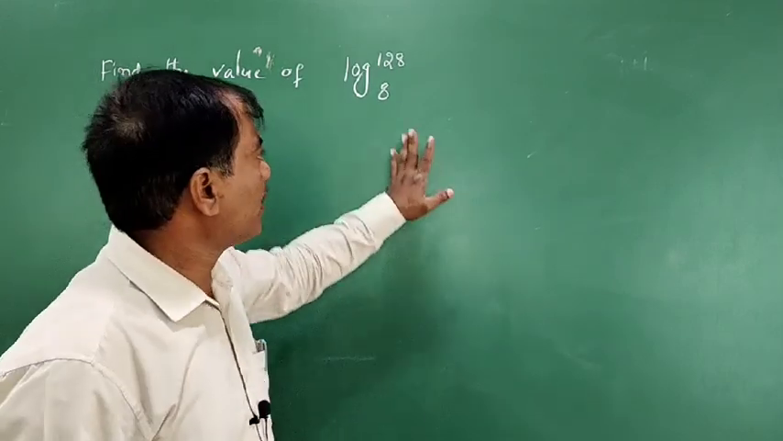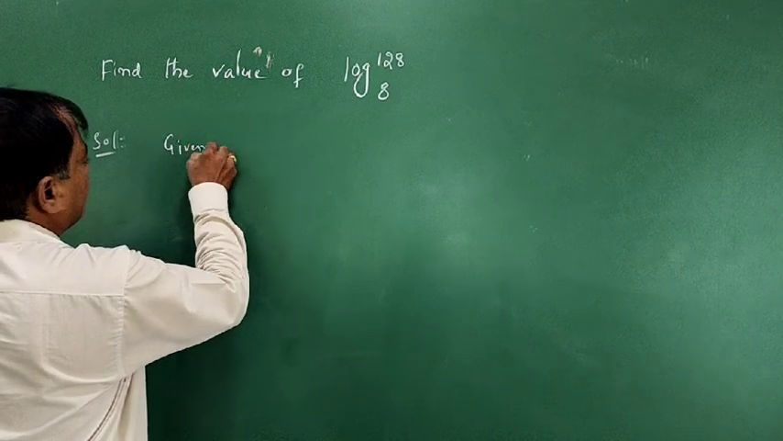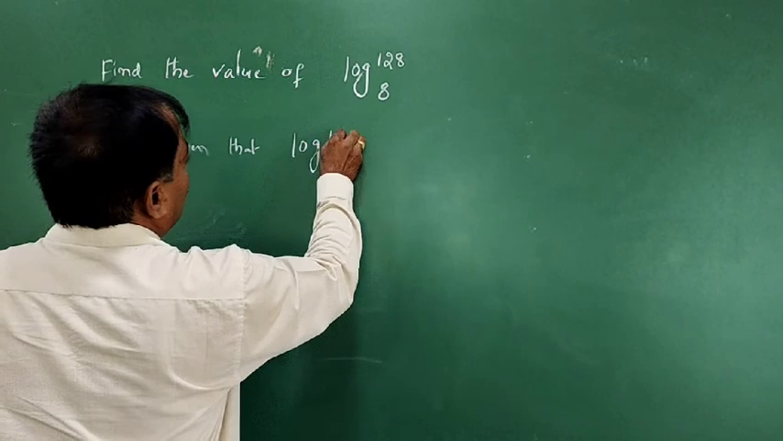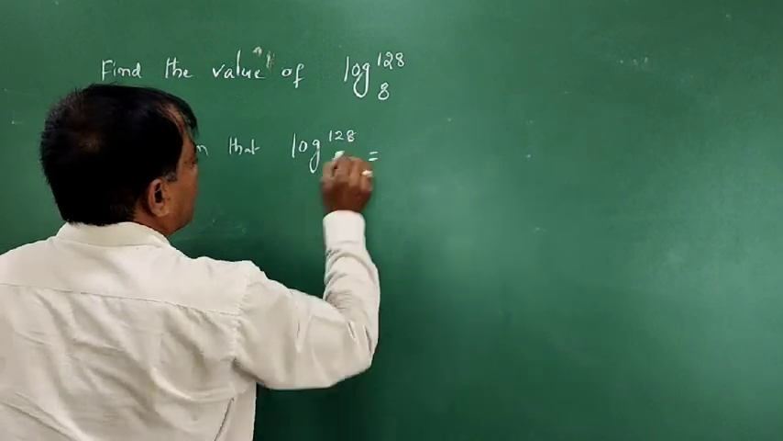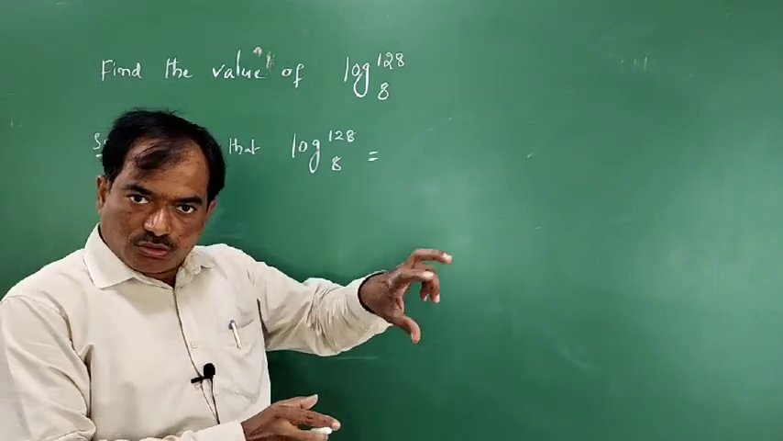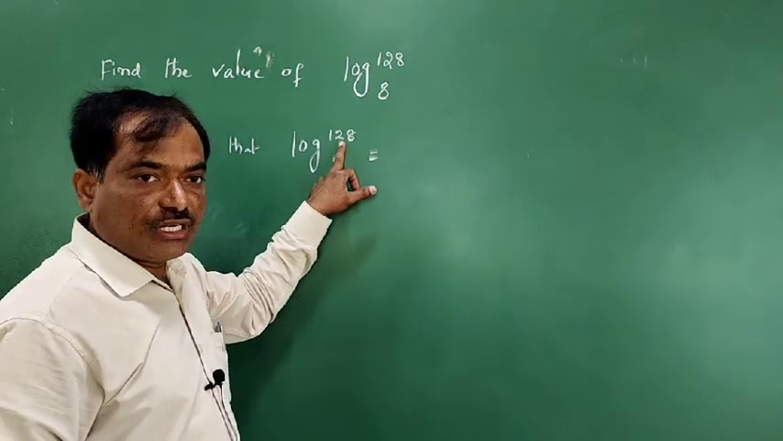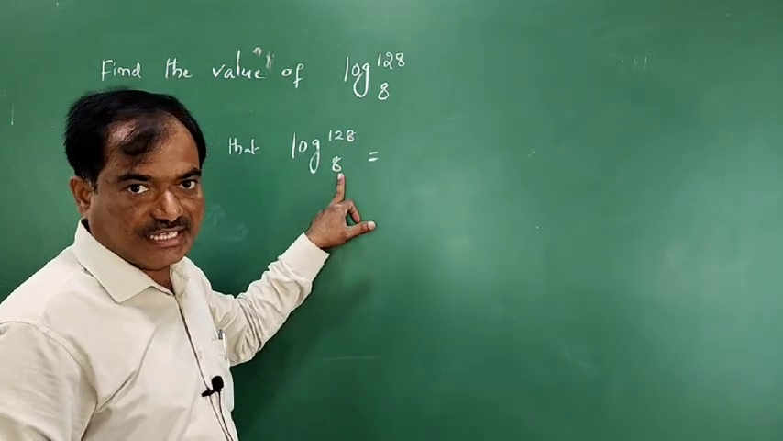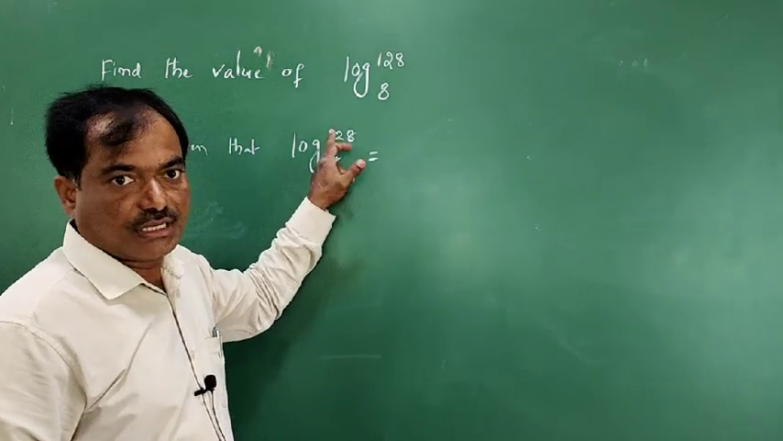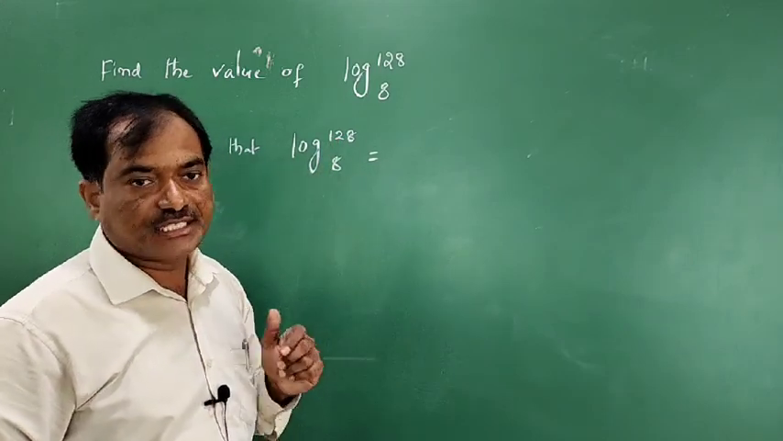Now students, we have to find out this logarithm value. Given log 128 to the base 8. Students, please observe the previous problems. Here the base is 8. Either this 128 can be expressed as powers of 8, or 8 is expressed as powers of 128. Here we cannot express 128 as powers of 8.